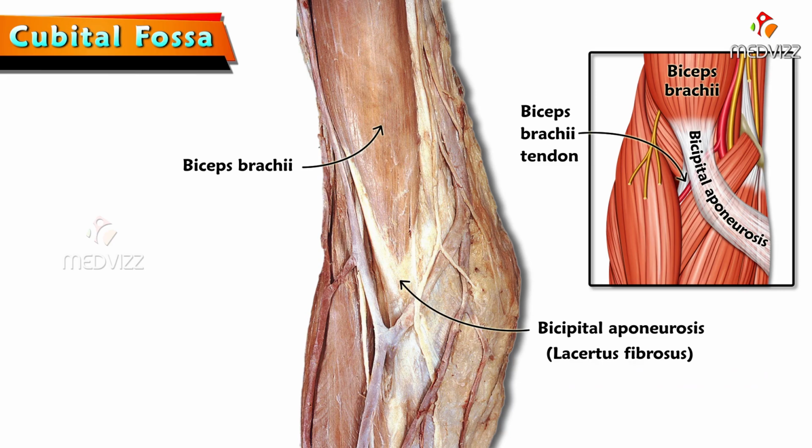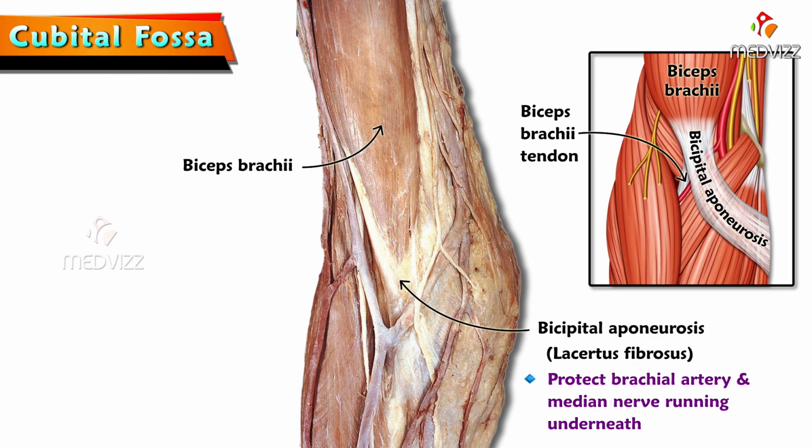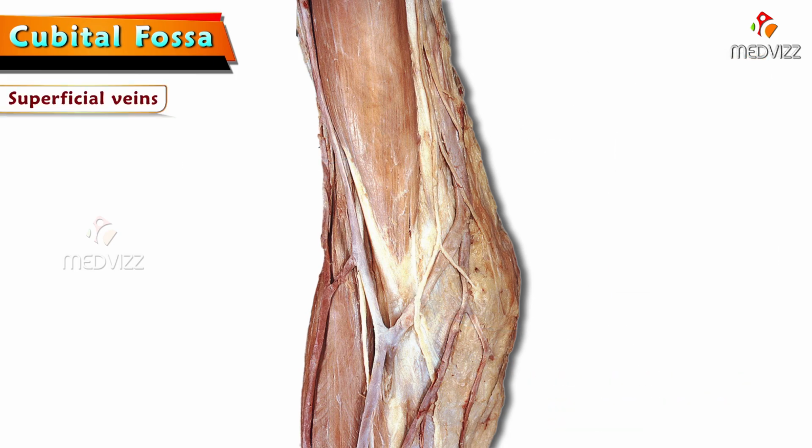This broad sheet separates the superficial from deep structures, and it reinforces the cubital fossa and helps to protect the brachial artery and median nerve which are running underneath the bicipital aponeurosis. So let's see some superficial structures.